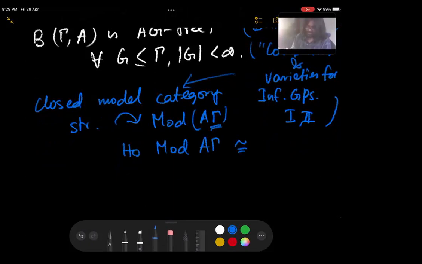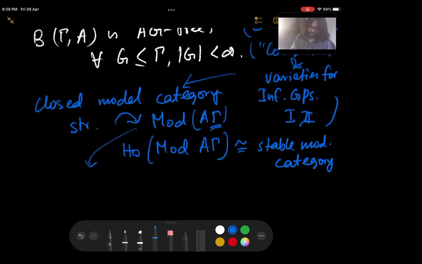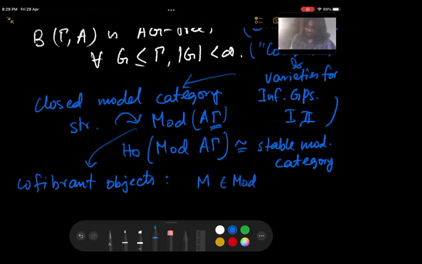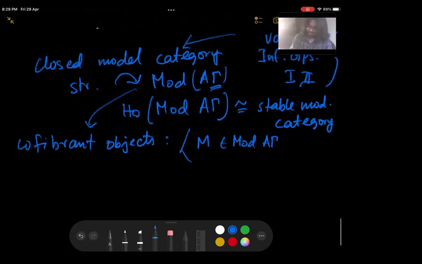Writing star mod for the stable module category means that we're using the notation used for finite groups, so I'm just going to write the stable module category. Which stable module category, etc., we'll talk about in a minute. And the cofibrant objects he showed were given by those modules for which M tensor B gamma A was projective.